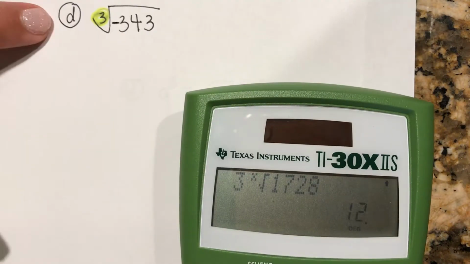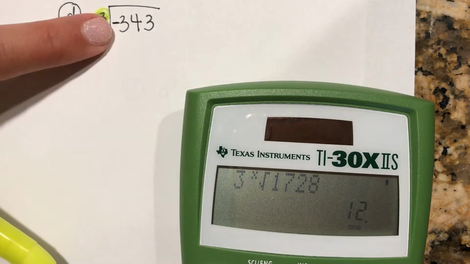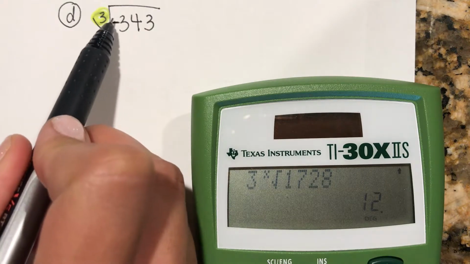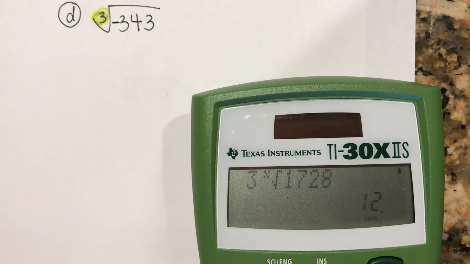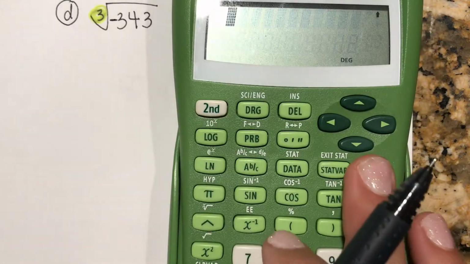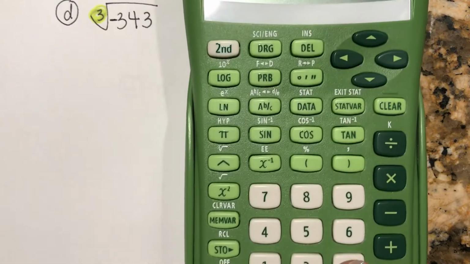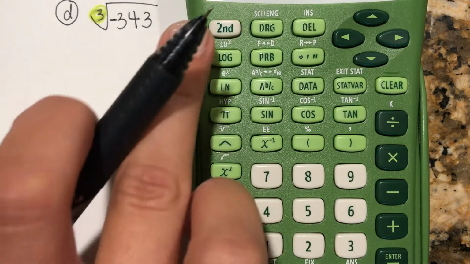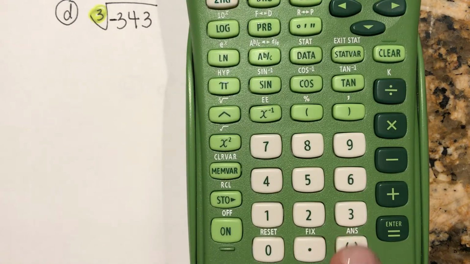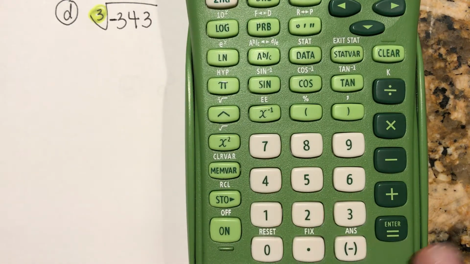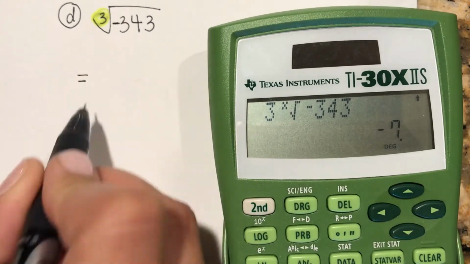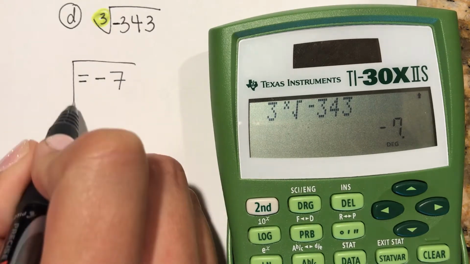In this fourth example, we're doing the cube root of negative 343. Remember, in class, I did say that you can take cube roots of negative numbers. So do not just jump to conclusions and say that it's no solution. Here we go. To account for my index number, we type 3, second, caret, negative 343, equals negative 7. So my final answer here is going to be negative 7.